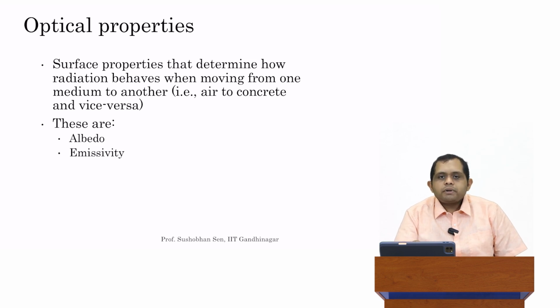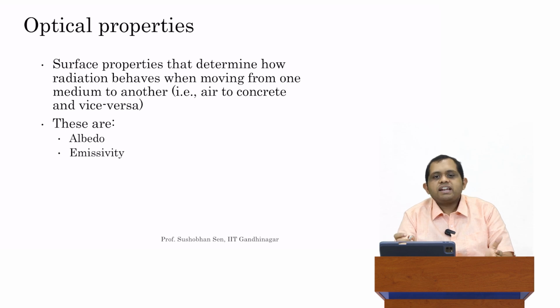Now, the term optical might seem a little bit confusing to many of you. Optical, you might think of lenses or something which you're seeing, and you might have done some work on mirrors, etc. in high school. But basically, an optical property is a property of a material. Actually, it's a property of a pair of materials. It's a property which determines how radiation behaves when it goes from one medium to another medium.